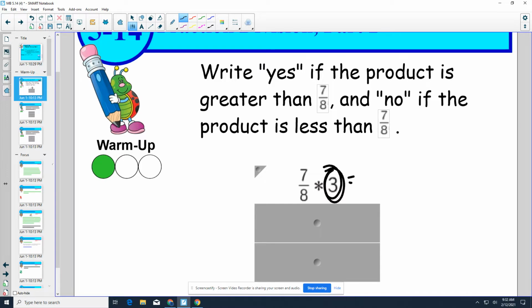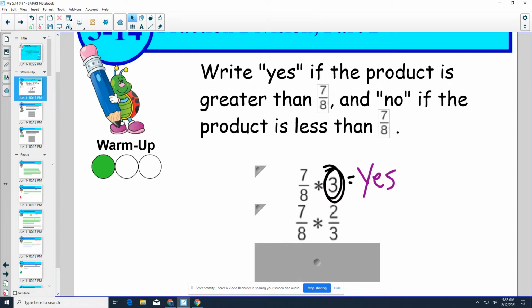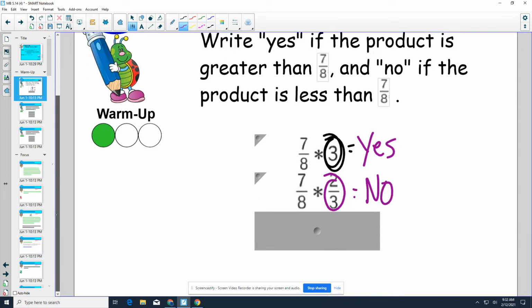Now, in this case, we have 3, which is greater than 1, so I know that my product should be greater than 7/8. I could check that by doing multiplication, but following that basic rule, we should know that. So look at the next one here, 7/8 multiplied by 2/3. So here I look at it and I say, 2/3, I know that's less than 1, and so the product's going to be less than 7/8 because I'm multiplying by a fraction less than 1.